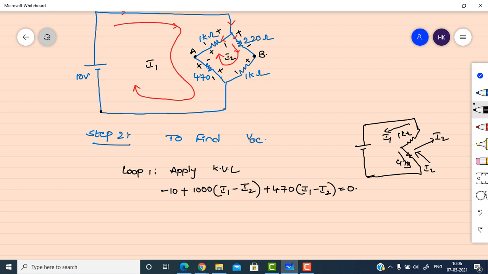So 1000 I1 plus 470 I1, 1470 I1 minus 1000 I2 minus 470 I2. Again 1470 I2 is equal to 10. So let it be equation 1. Now apply KVL to loop 2.